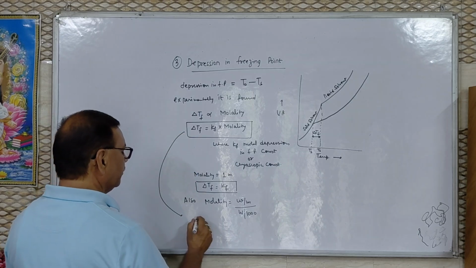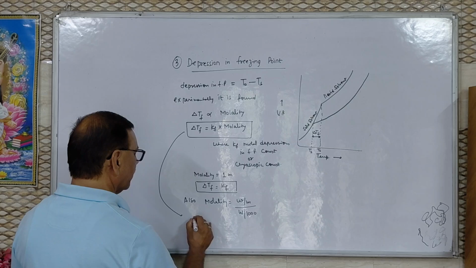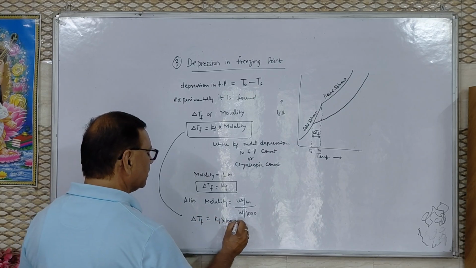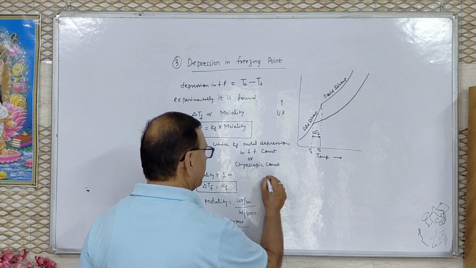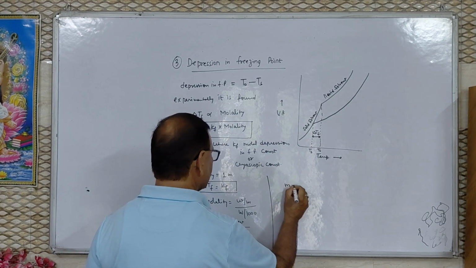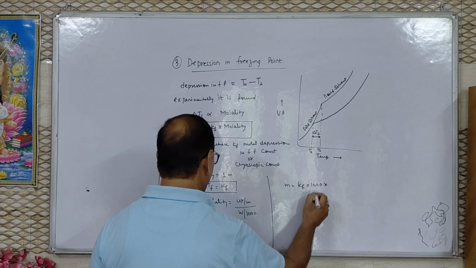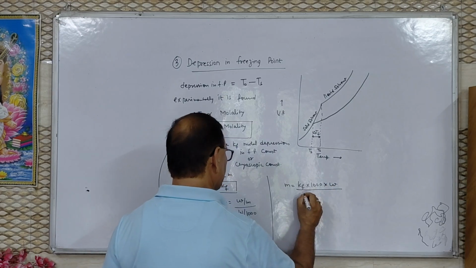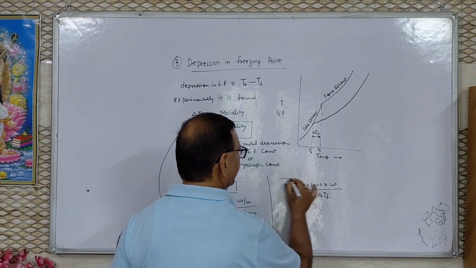Substituting the value, now delta TF is equal to Kf into 1000 into small w over capital W into m. Making m the subject, we get the formula m equals Kf into 1000 small w over capital W into delta TF.